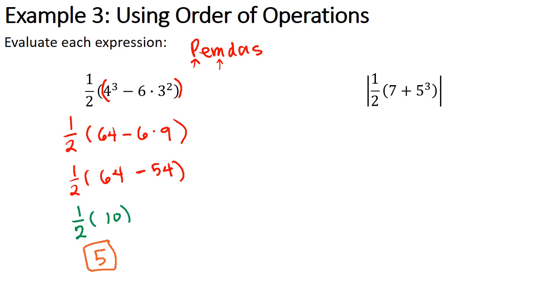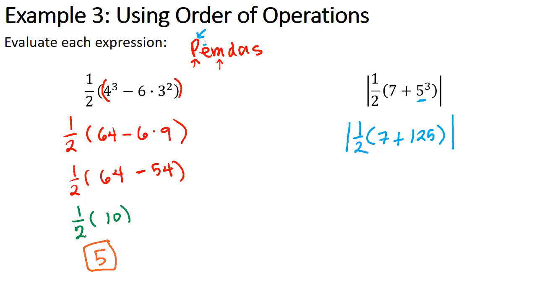Now as we look over here, we have the absolute value of 1/2 times 7 plus 5 to the 3rd power. So again, working with PEMDAS, we're going to start inside of our parentheses. Inside our parentheses, we're going to see we have exponents. We're going to evaluate that first. So we have the absolute value of 1/2 times 7 plus, and 5 to the third power is going to give me 125, and then a close parentheses and absolute value sign.